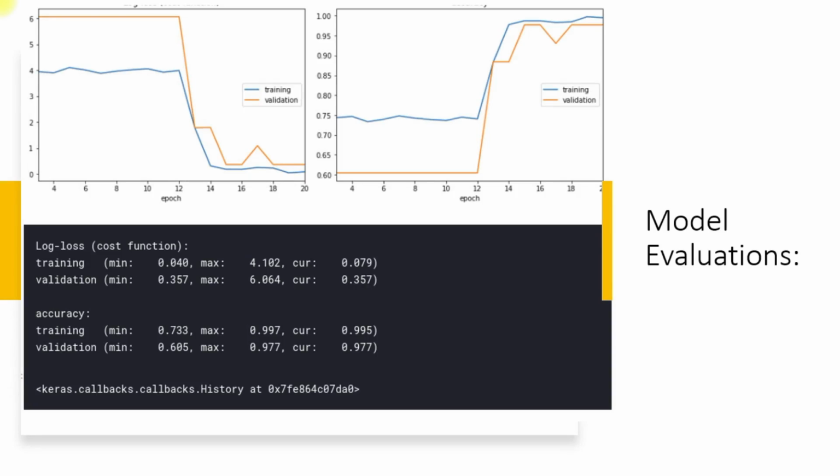For model evaluation, we evaluated the model using accuracy and F1 score. If you observe the accuracy, the minimum is 73% and the maximum accuracy is 99.7%. On the validation set we got 97% accuracy. These are the graph results of training and validation. On the training set we are getting a linear curve, which shows that our model is predicting better.